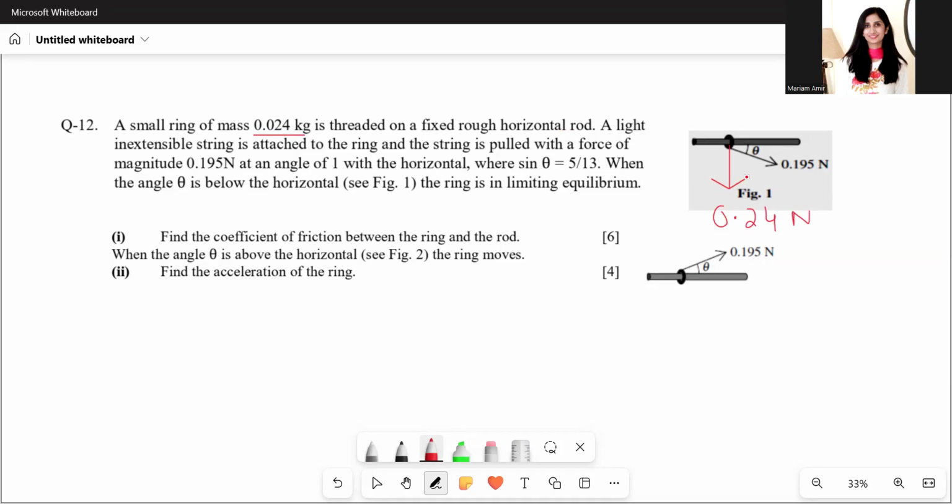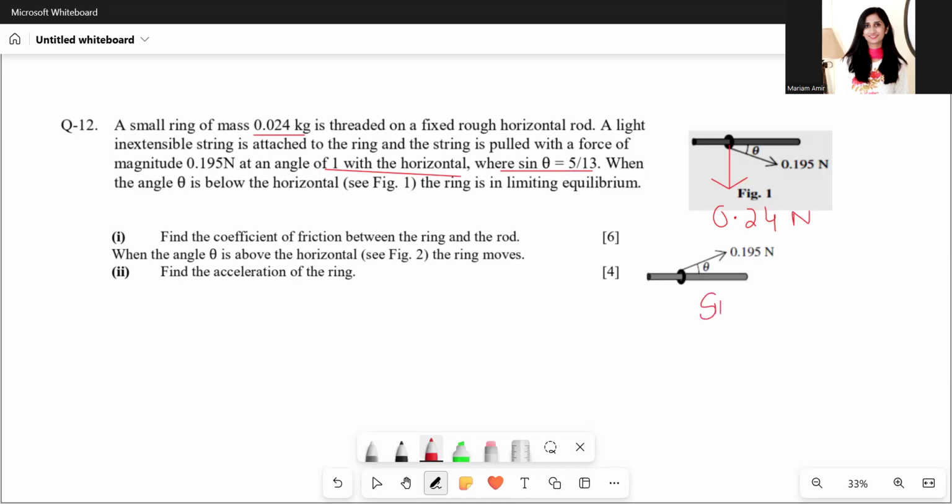A light inextensible string is attached to the ring and the string is pulled with a force of 0.195 newton at an angle of theta degrees with the horizontal, and sine theta is equal to 5 over 13.